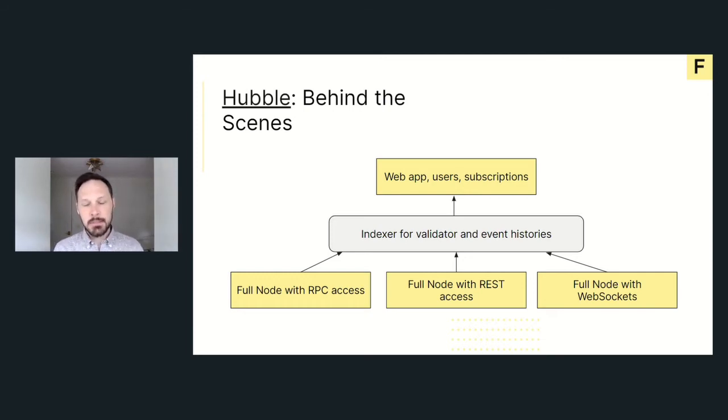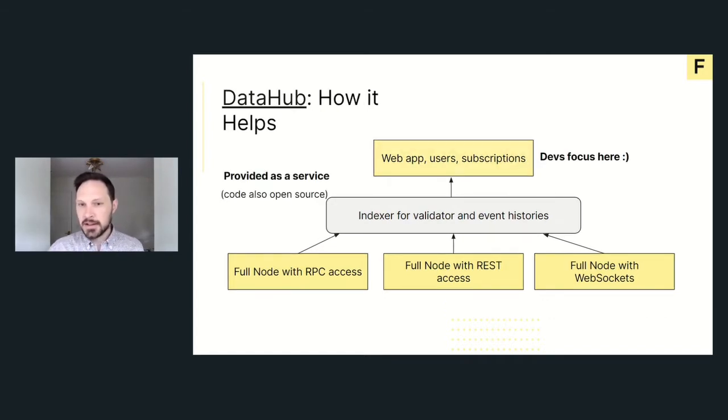So you end up writing this in-between layer, this gray box where it says indexer for validator and event histories. And usually this is a surprise to a lot of people, is that you have to, 1, run the lowest level nodes, 2, write this indexing code, but really what you want to be doing usually is focusing on the top, your actual web app. And so that's really why we built DataHub, to say, okay, developers, you can focus here. Just focus on the top. We'll provide the 2 bottom layers as a service.